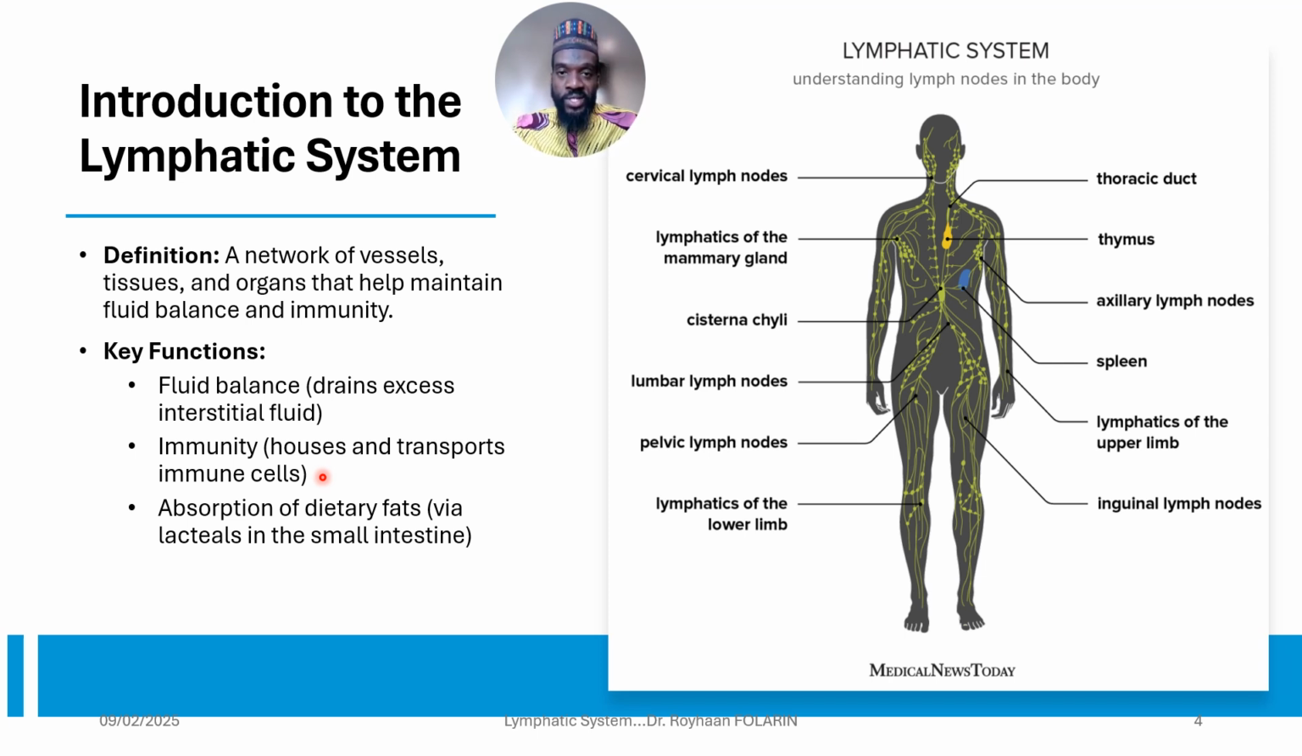Another vital function is the absorption of dietary fats via specialized lymphatic vessels that are called lacteals. So these lacteals are located in the villi of small intestine, and they collect dietary lipids in the form of chylomicrons and then transport them through the lymphatic vessels, through the lymphatic system before they eventually enter the bloodstream. So let's break this down further in our subsequent slides.